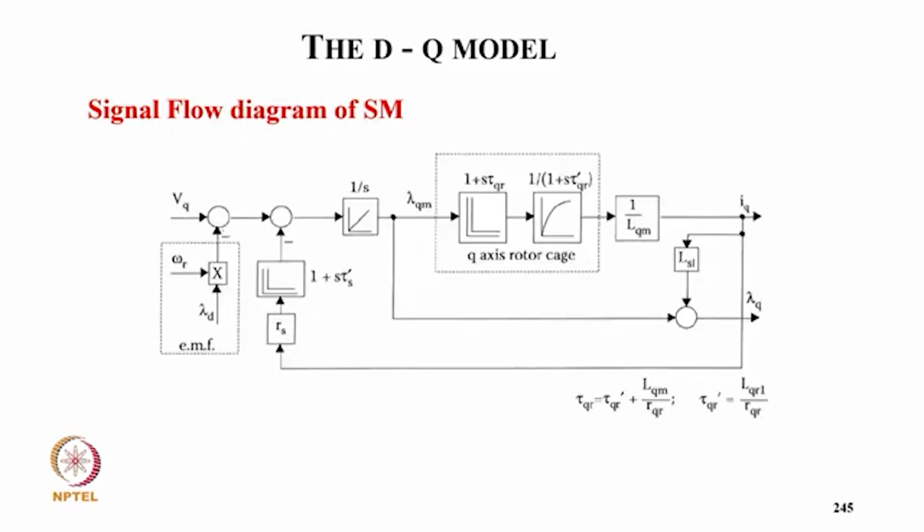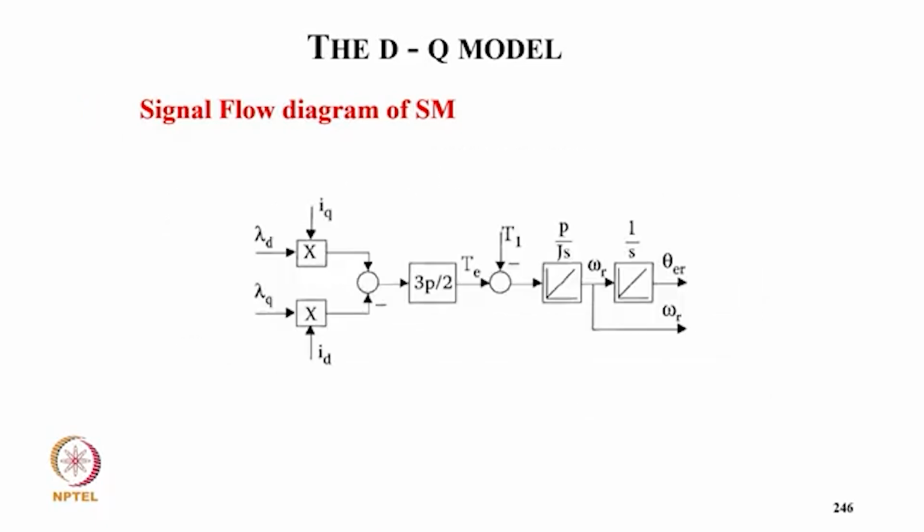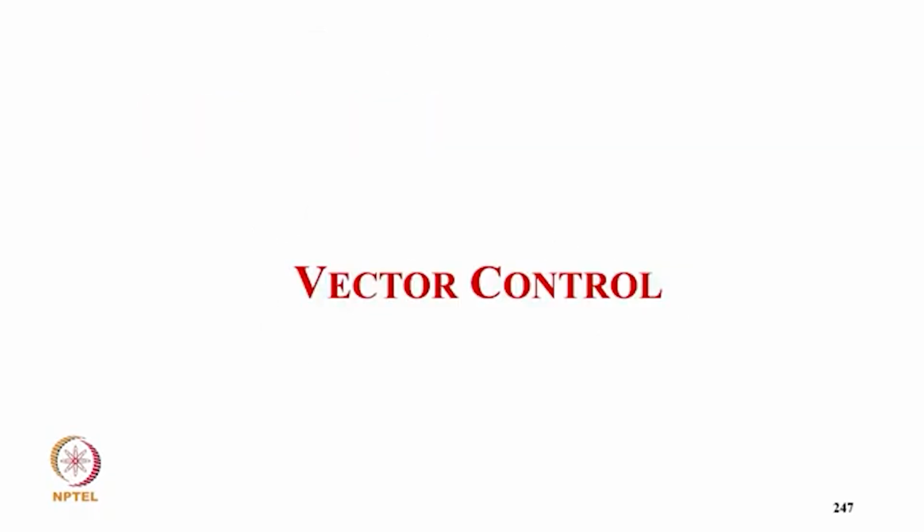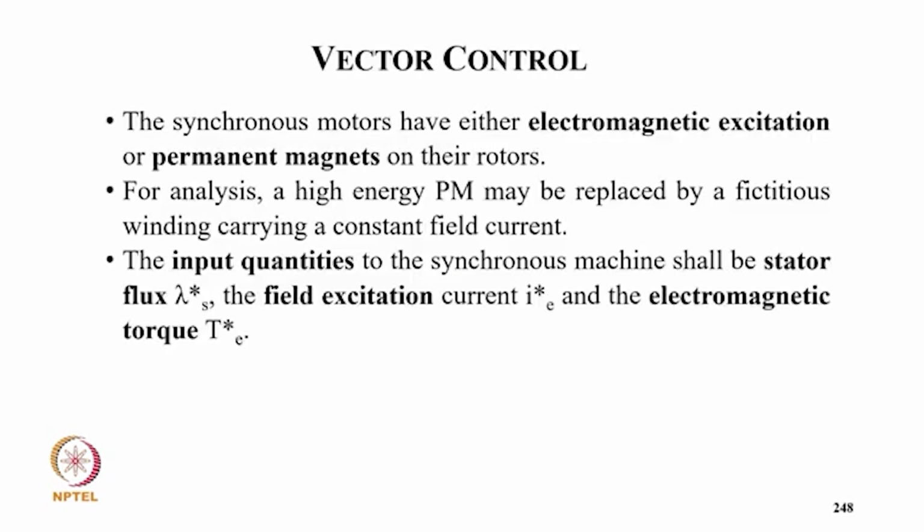And similarly for the Q axis phasor diagram, signal phasor diagram, and this is the signal flow diagram, of course, with lambda 2 to typically get the speed and your position, with of course developed torque minus load torque, and then the mechanical part of it. So now coming to vector control.